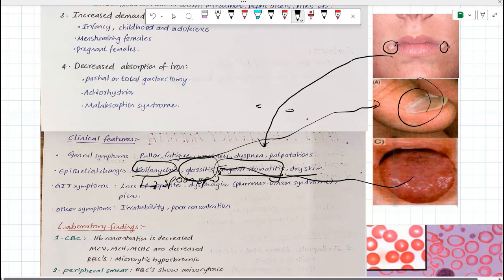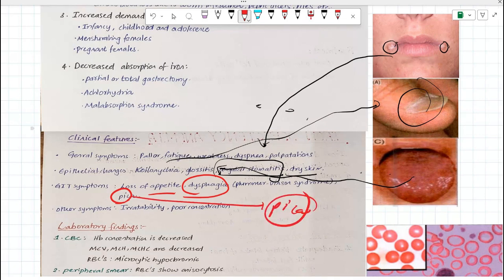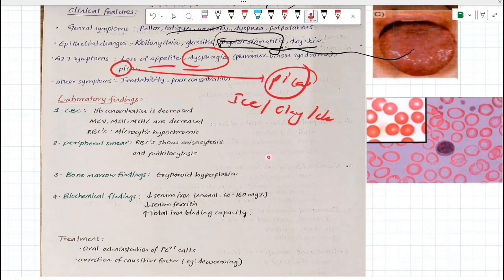And what are the GIT symptoms, the gastrointestinal tract symptoms? There will be loss of appetite, dysphagia, and pica. What is pica? It is a symptom of iron deficiency anemia in which the patient craves ice, clay, or chalk, or even rice. And the other symptoms include irritability and poor concentration.